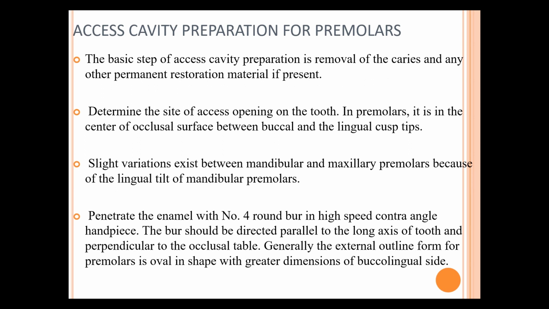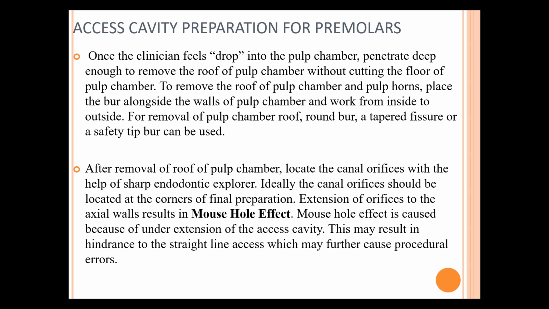Penetrate the enamel with a number 4 round bur in a high-speed handpiece. The bur should be directed parallel to the long axis of the tooth and perpendicular to the occlusal table. Generally, the external outline form for premolars is oval in shape, with greater dimensions in the buccolingual direction. Once the clinician feels a drop into the pulp chamber, penetrate deep enough to remove the roof of the pulp chamber without cutting the floor of the pulp chamber.